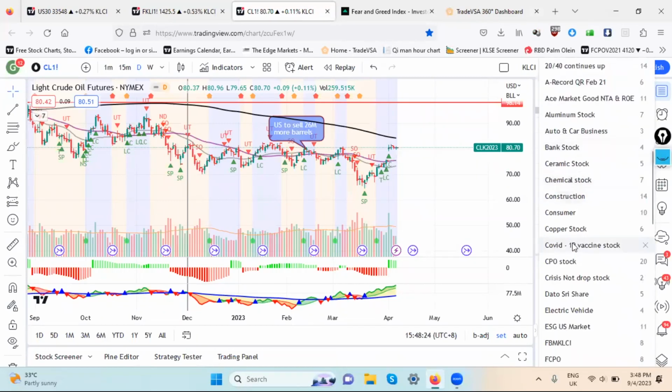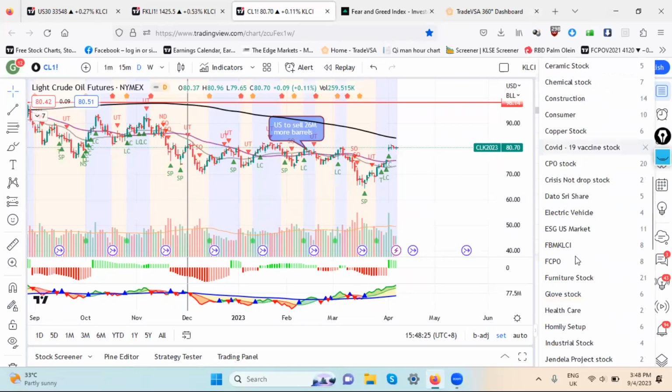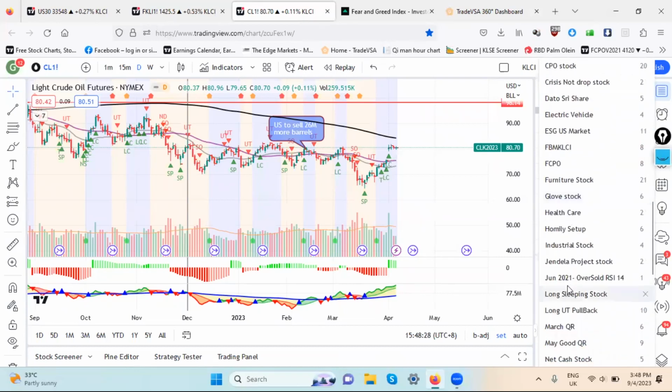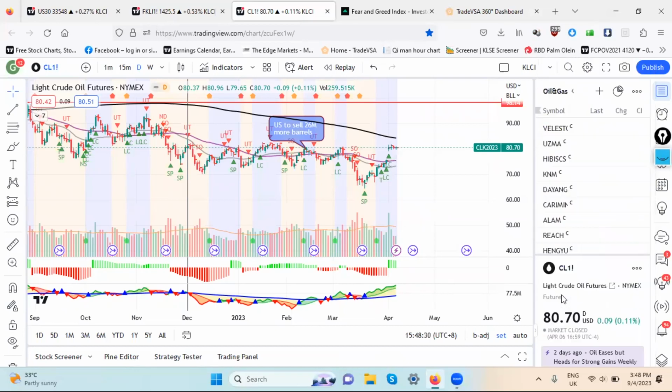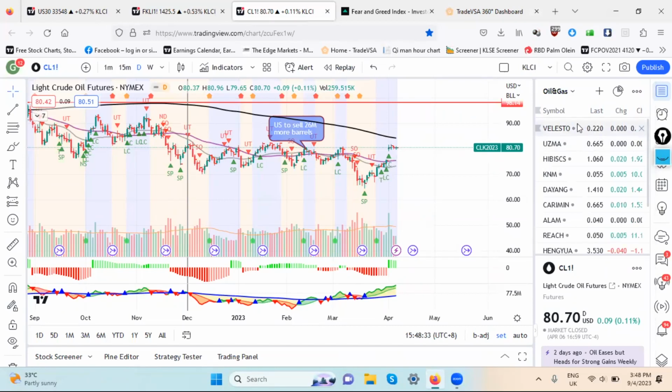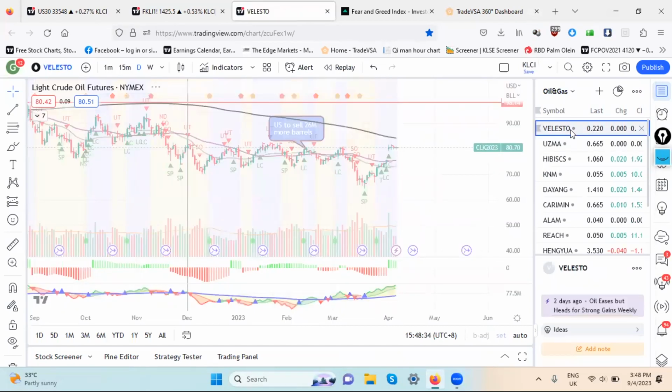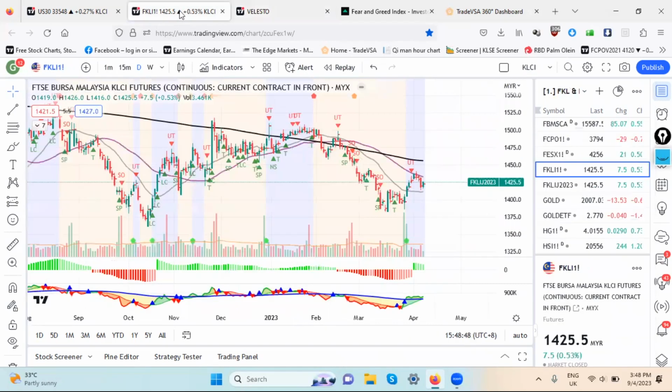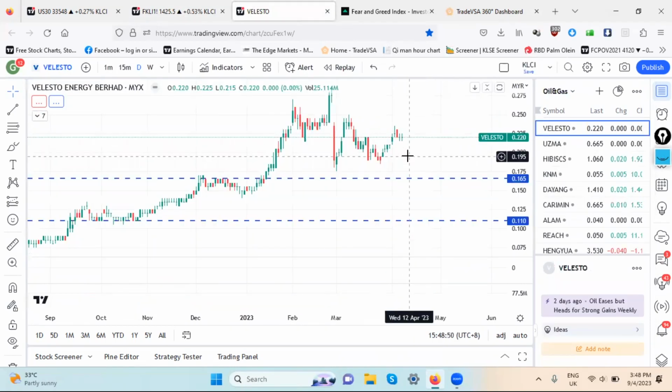So now I will switch to some of the Malaysia oil and gas, okay. So we need to go to the oil and gas list, okay. So this is the oil and gas list, okay. Velesto, I think, has finished going already for Velesto, okay. So we need to wait for it. Now I go for this one. Okay, so it's loading, okay.